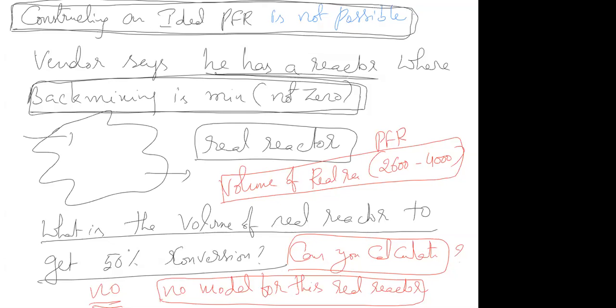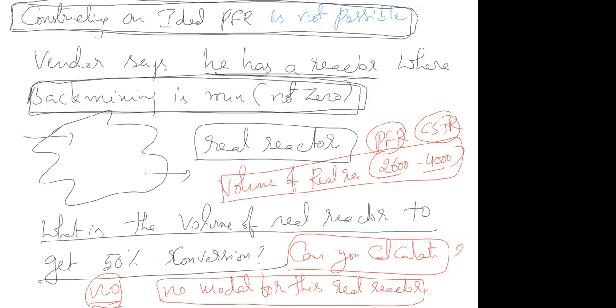What is the worst thing? CSTR, which is giving the 4000. So the real reactor volume should be between 2600 and 4000 only. Now you can't calculate what this volume is because there is no model available. But can we go with a guess? Let's say this should be between 2600 and 4000, so I'll take a guess of 3000, 3200 or 3500 liters.